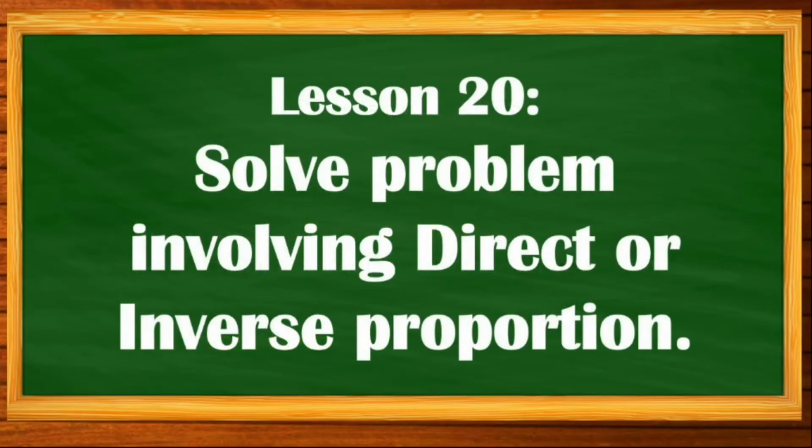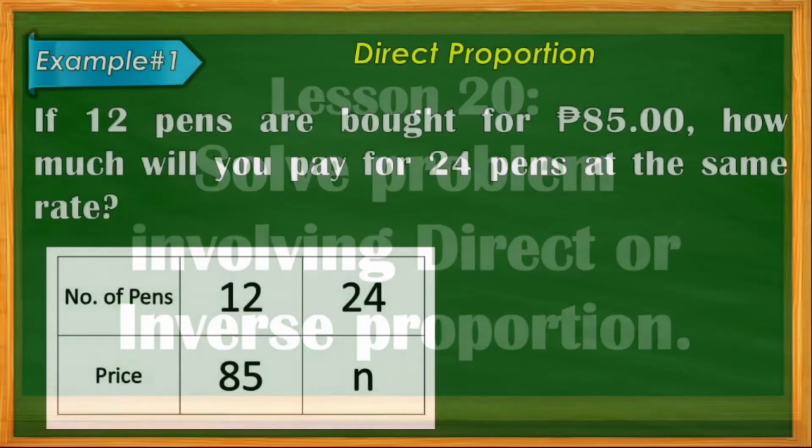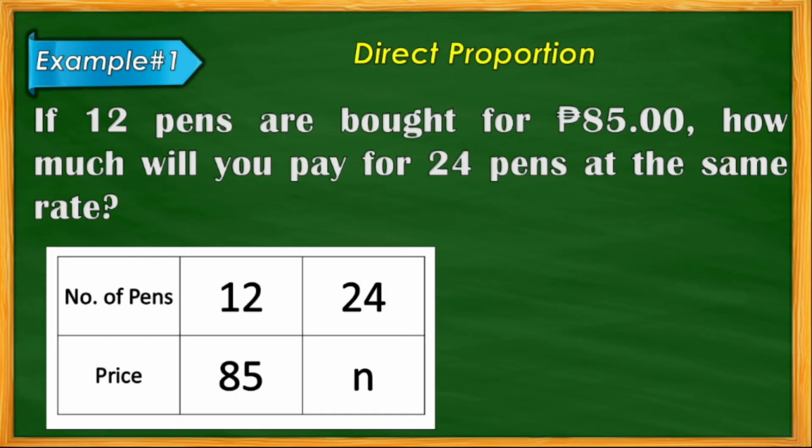Now, let's proceed to lesson number 20. This time, we're going to solve the problem that involves a direct or inverse proportion. Let's solve this problem. The problem is a direct proportion. To solve for direct proportion, this would be the process. The problem is 12 pens are bought for 85 pesos. How much will you pay for 24 pens at the same rate?